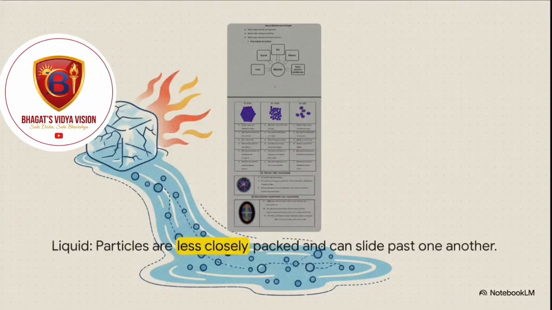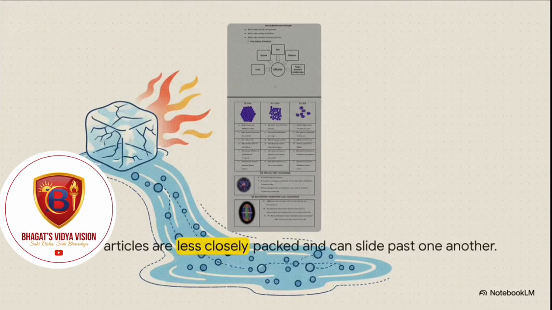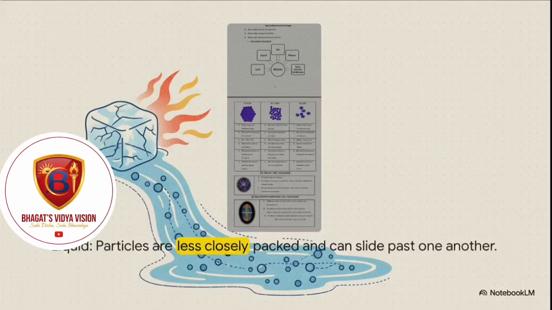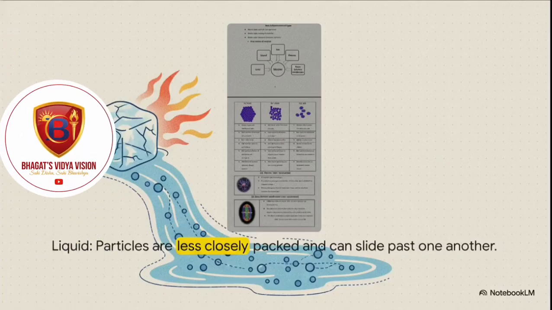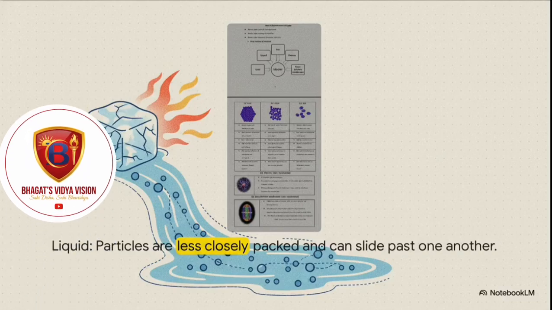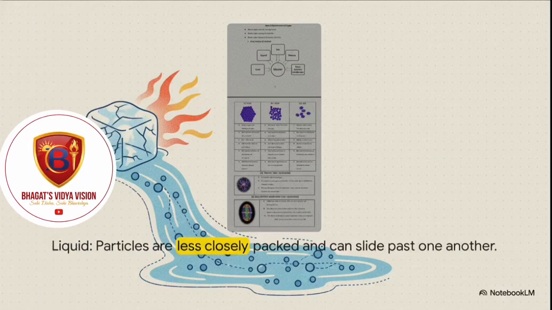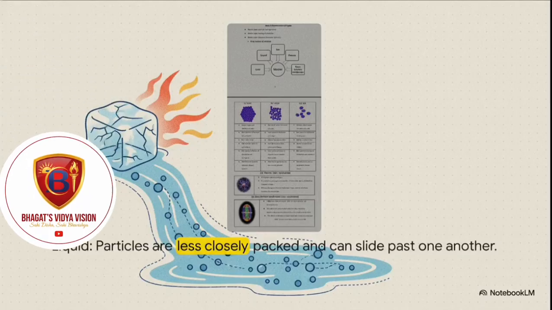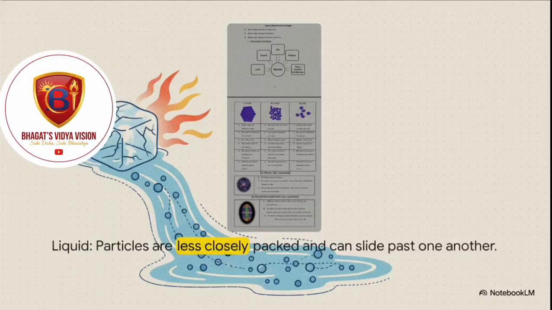Now, let's add a bit of energy. Let's turn up the heat on that ice cube. It melts, right? It becomes a liquid. The particles are still pretty close, but now they've got enough juice to break out of that rigid structure and start sliding past each other. The dance floor is a little less crowded now, so people can move around. And that's what allows a liquid to flow and take the shape of whatever container you put it in.